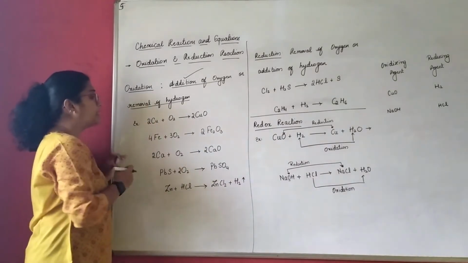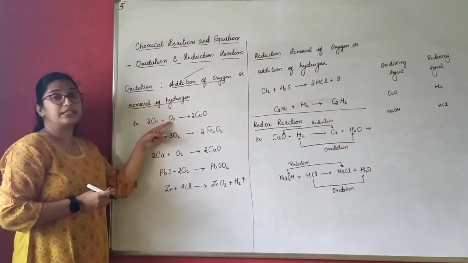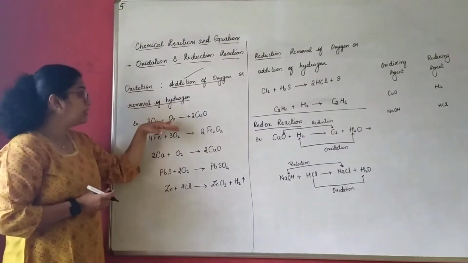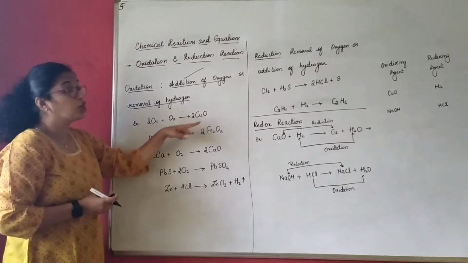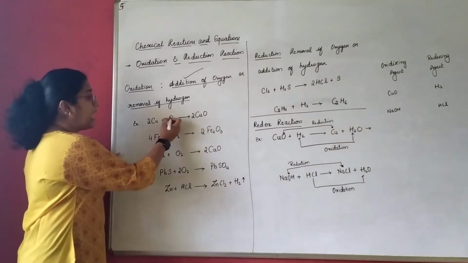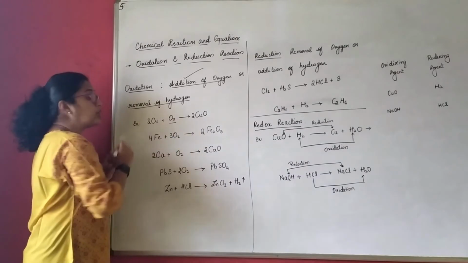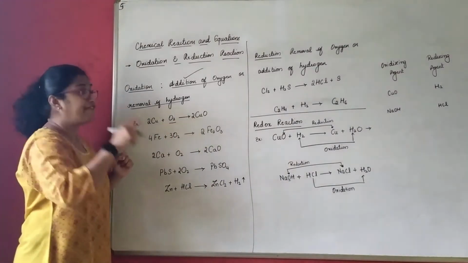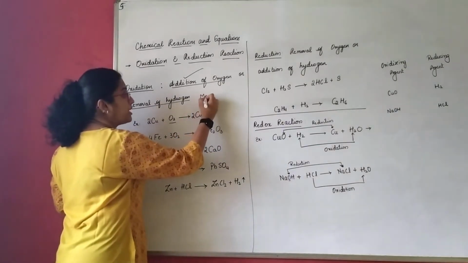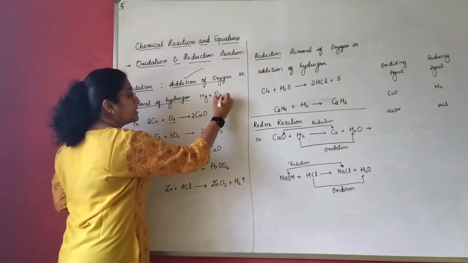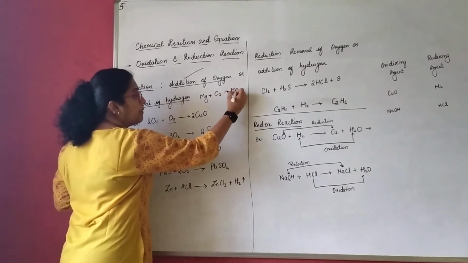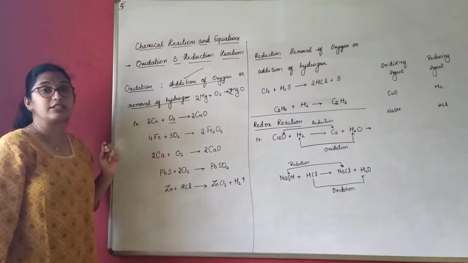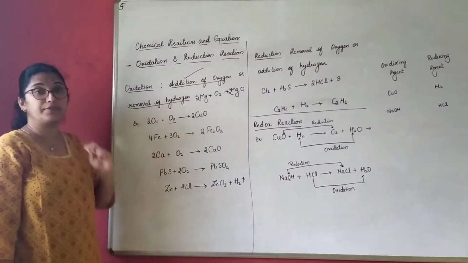Now I have copper. When I burn copper in the presence of air, that is Cu plus O2, when I heat or burn the copper in presence of air, I get copper oxide. That means addition reaction. I am adding oxygen to the copper. That is why I am getting copper oxide. Our very first reaction again, magnesium ribbon burnt in the presence of air gives us magnesium oxide. You remember this? Yes. This is also an oxidation reaction.